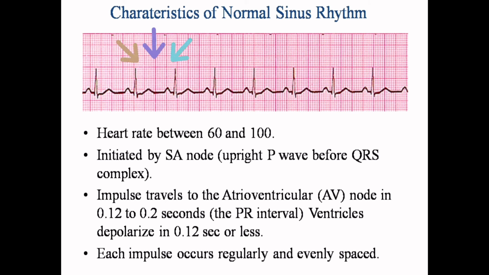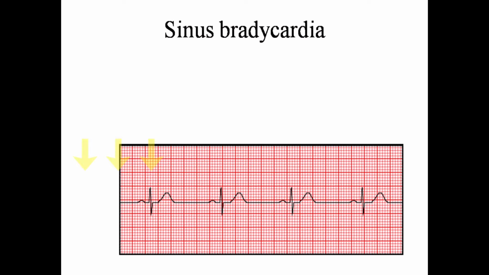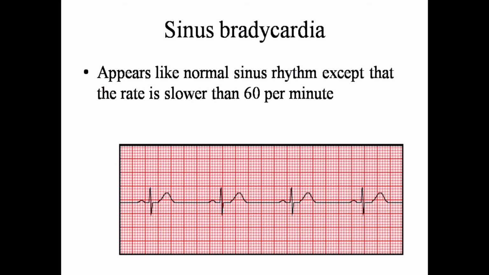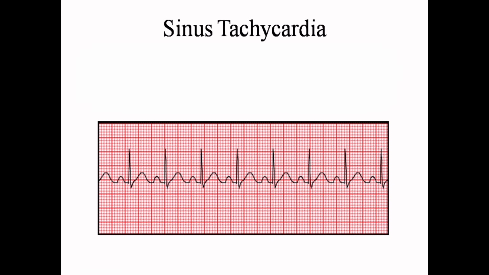As you can see, all the RR intervals look equidistant from each other. In sinus bradycardia, again the RR intervals look equidistant, but there is a bigger gap between the end of the T wave and the beginning of the P wave. It appears like normal sinus rhythm, except that the rate is lower than 60 beats per minute, and it's common with athletes. So it is not an abnormal rhythm, but a sinus rhythm with a slower heart rate.